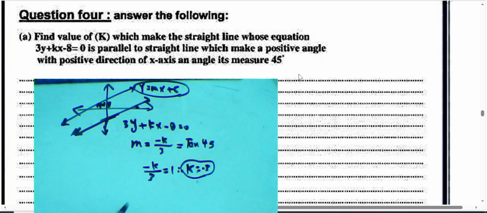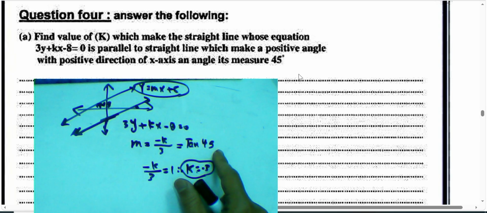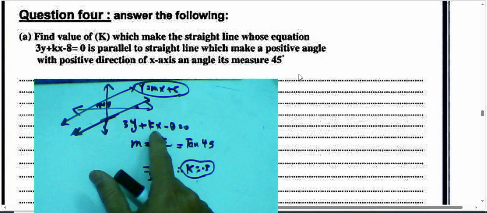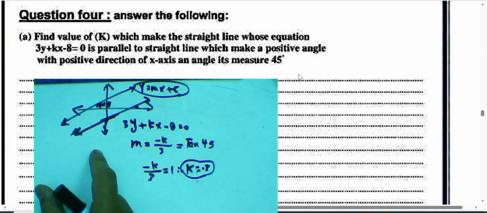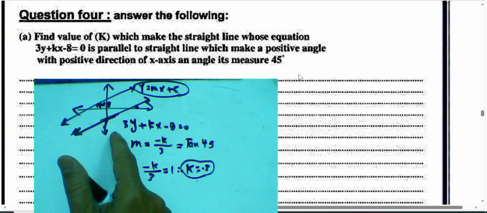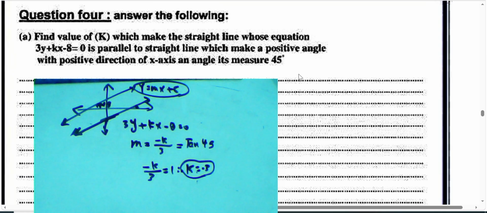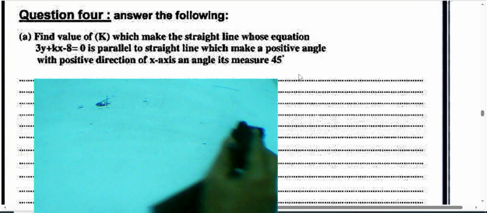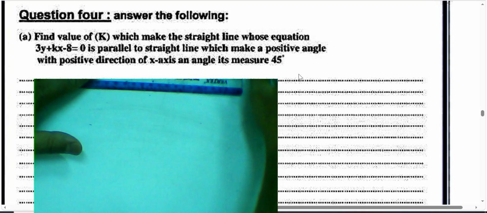Okay, understood. The slope of a straight line equals negative coefficient of x over coefficient of y. So how do we get the slope? Negative coefficient of x over coefficient of y. Then the value of k will be negative 3. Next example.